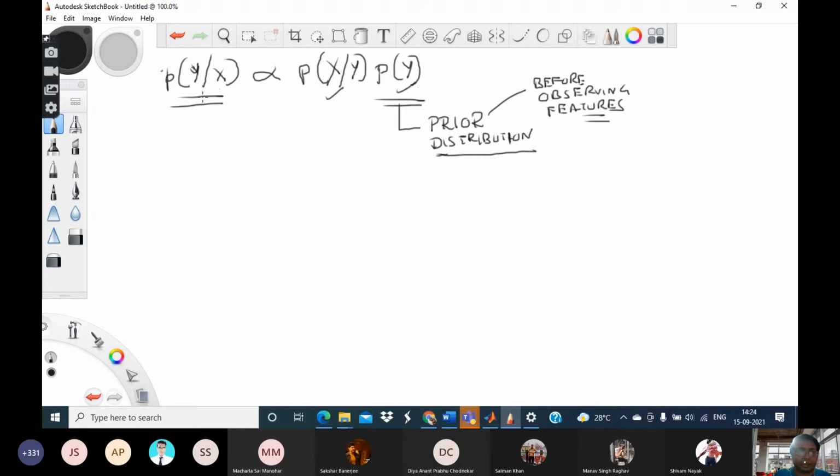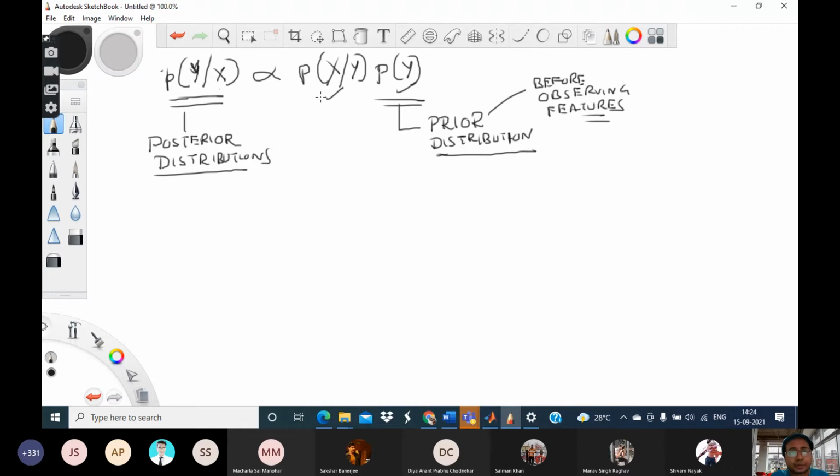Now, if this is called the prior distribution, then what this is saying is: what is the probability distribution on y after observing the features? Probability of y given x. You already know what x is, and based on that you are trying to estimate this distribution on y. So this is called the posterior distribution. Posterior means behind or afterwards. So after what? After observing the features.